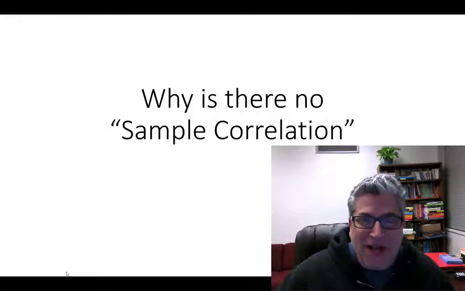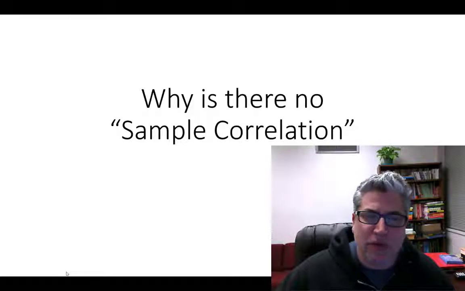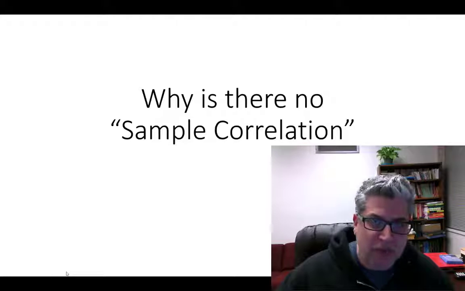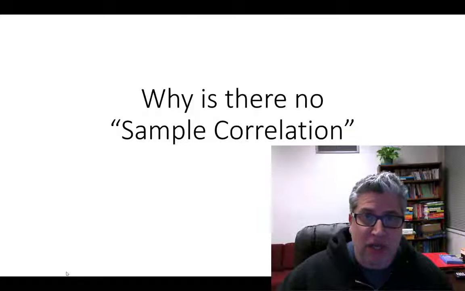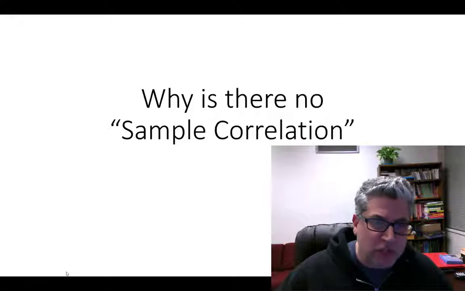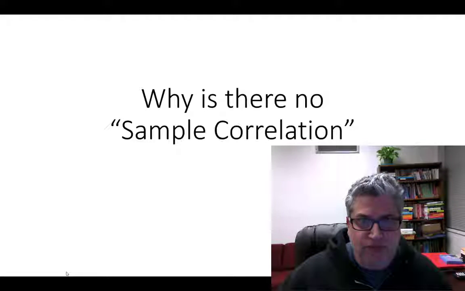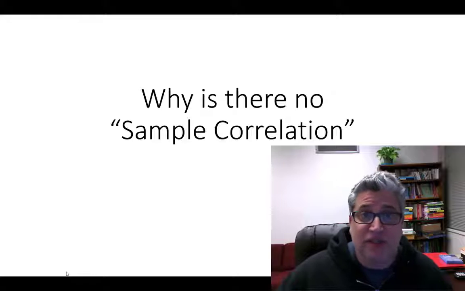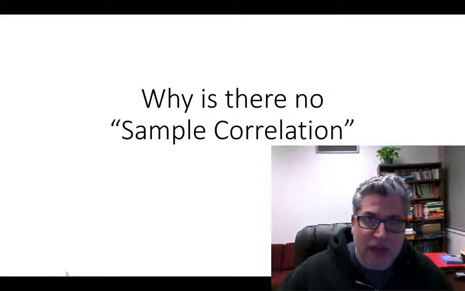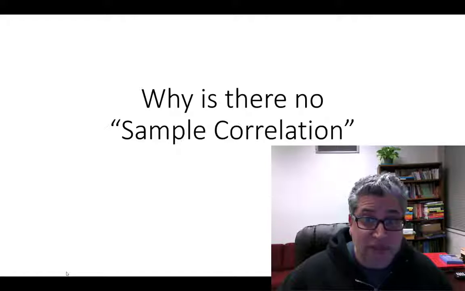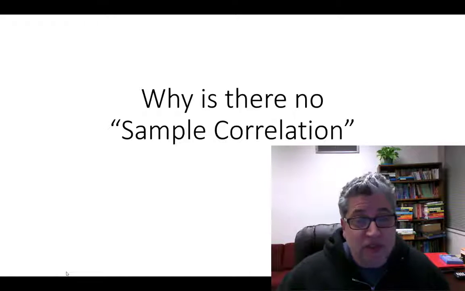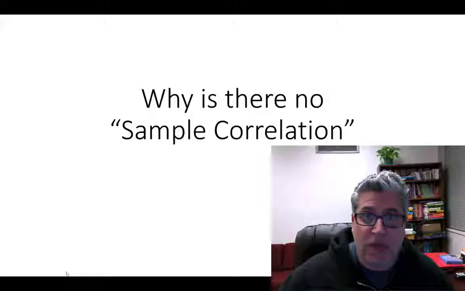Hi there. A lot of folks seem to be confused on why there are sample versus population versions of various statistics like the variance, standard deviation, and covariance, but not for correlation. There is no population correlation and sample correlation. Well, in this set of notes, I'd like to explain why, if there were a sample correlation, it'd be identical to the population correlation. They've got to be the same thing.